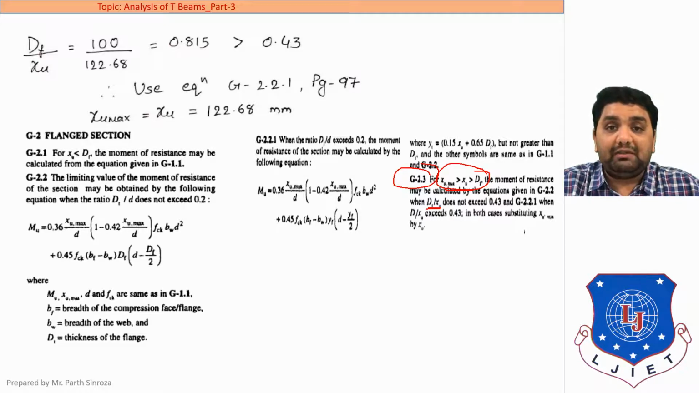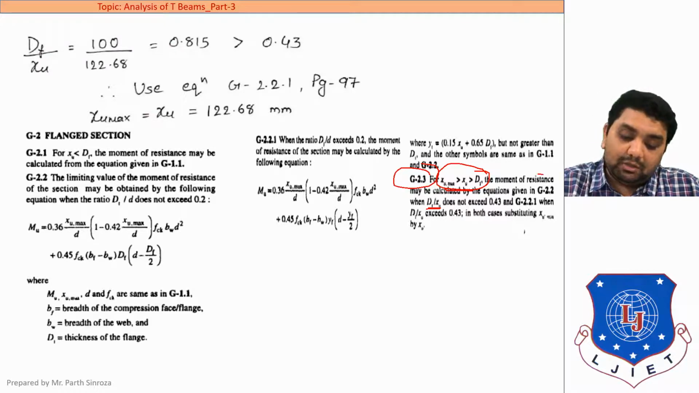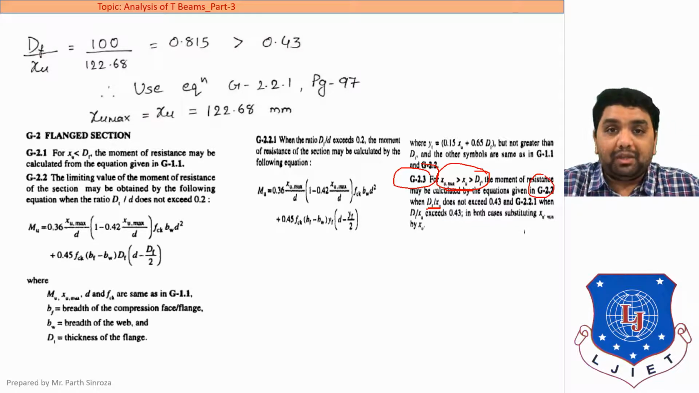For G2.3 we will be solving the ratio DF by XU. If DF by XU is less than or equal to 0.43, we will be using equation G2.2, and if the ratio DF by XU is greater than 0.43, we will be using G2.2.1.